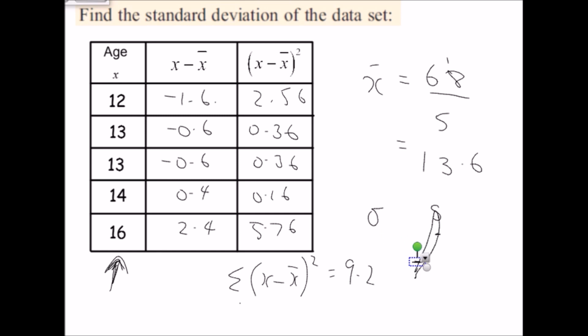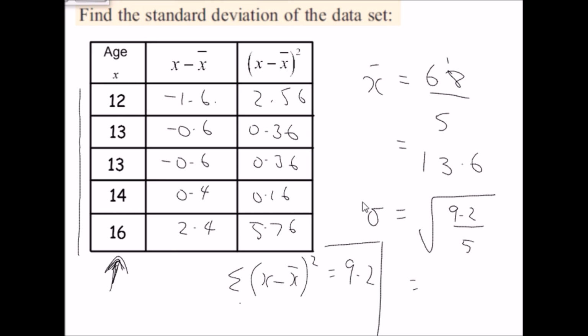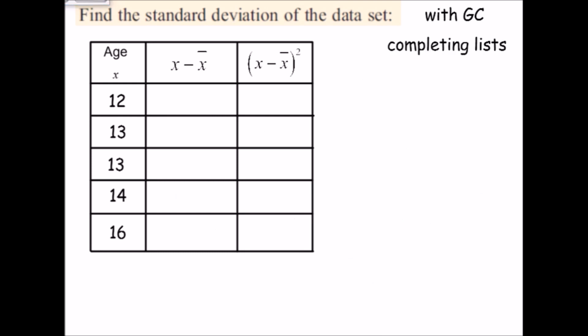So therefore, my value of sigma is equal to the square root of 9.2, the sum of the squared deviations, divided by n if we've got a population, and there are 5 numbers there. So working out the square root of 9.2 on 5, we end up with a value of 1.36. In the next video, I'll show how to use the graphing calculator to calculate the values in this table using lists in stats mode.